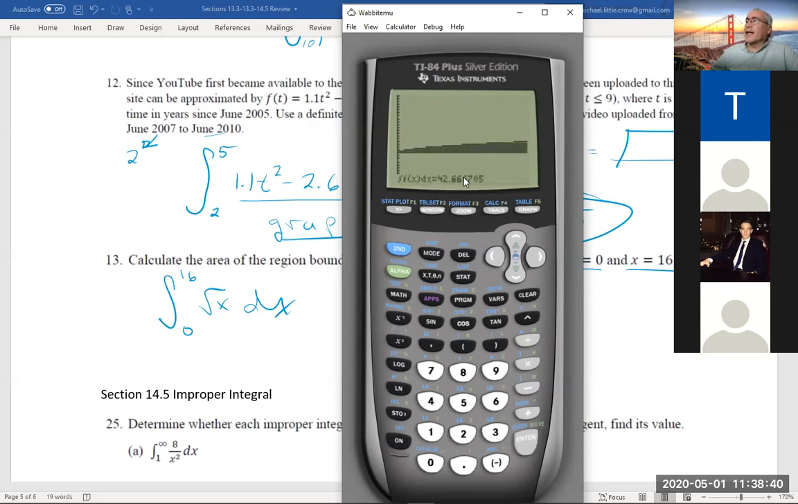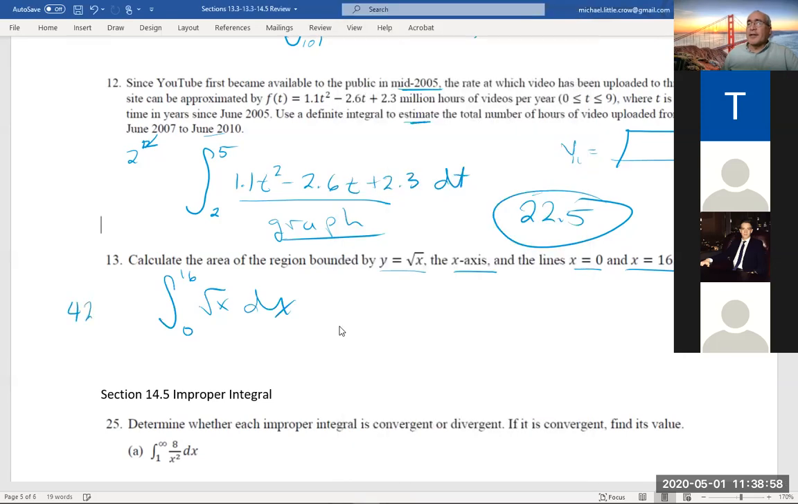Fills in, we've got an area of 42.6667, and hopefully you can recognize that looks like 666705. That's close at least to 2/3. It's not exactly 2/3, but it'd be close to 2/3. We could round it to 42.67.